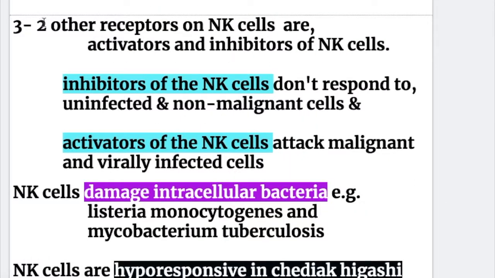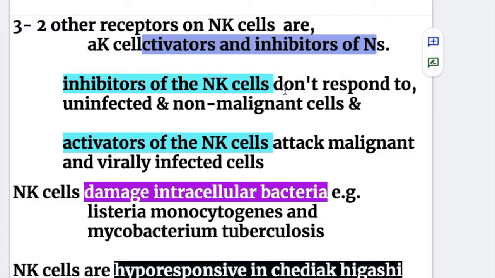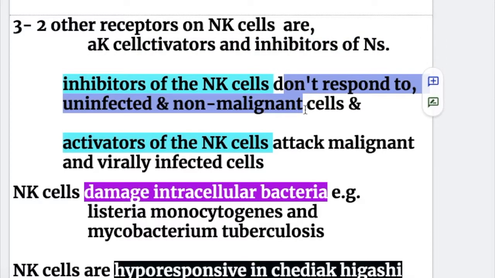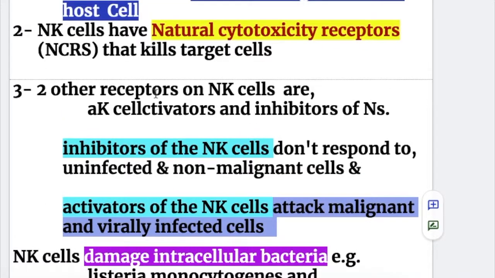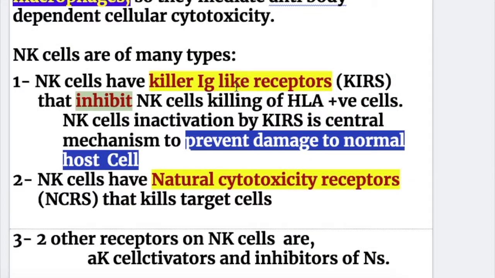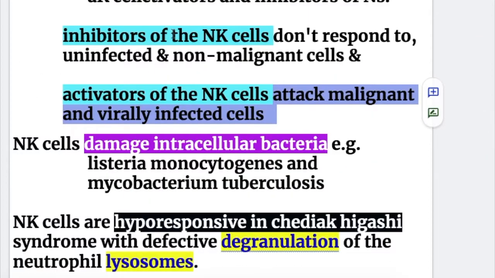And there are two other receptors on the NK cell, activator and inhibitor receptors. Inhibitors of the NK cell don't respond to uninfected and non-malignant cells, and activators of the NK cell attack malignant and virally infected cells. So different types of NK cell receptors are killer immunoglobulin-like receptors, which prevent damage to the normal cell, and natural cytotoxicity receptors that kill the target cell. The inhibitors don't respond to uninfected and non-malignant cells, and the activators attack malignant and virally infected cells.